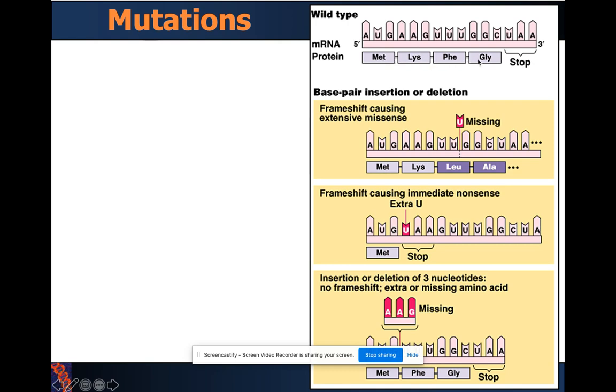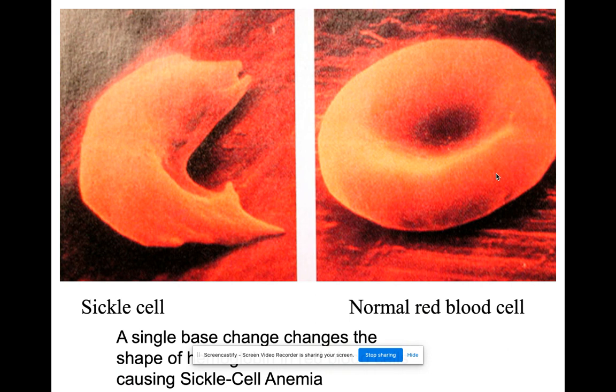If these are amino acids here, met-lyse is the same, but look at these two. Those, the phi and the gly, turn to lu and ala. So mutations can change the amino acids in a protein, which can change the whole protein. All right, let me give you some examples of mutations here.